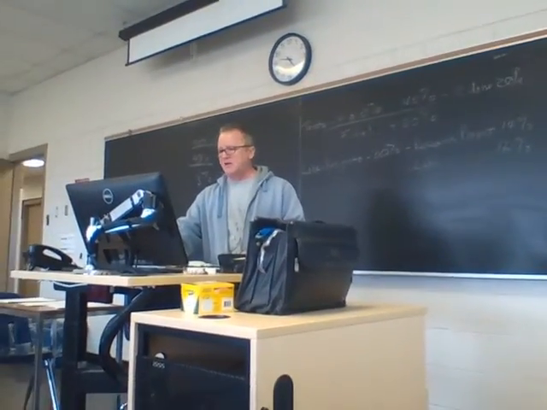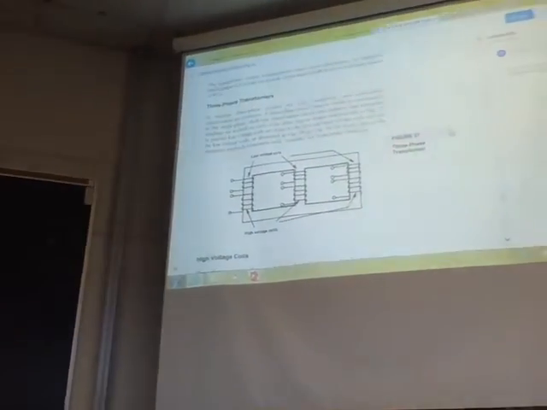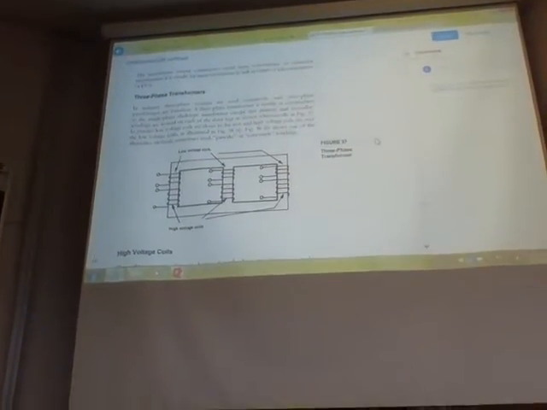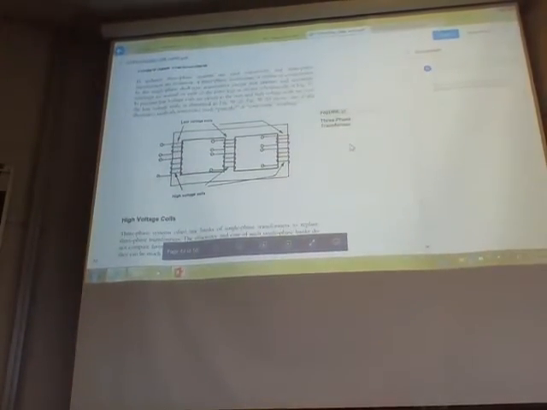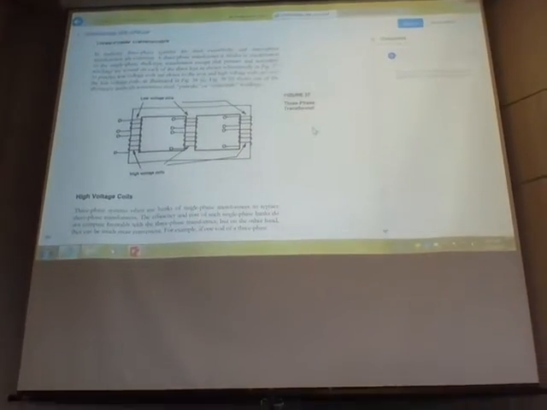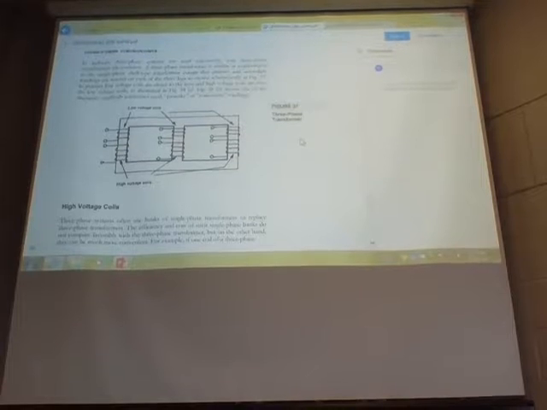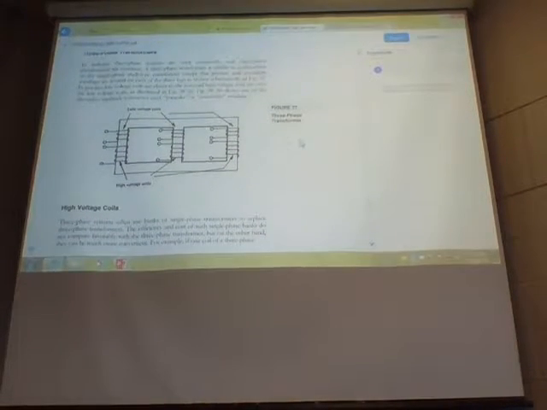Okay, so now Pan Global talks a little bit about three-phase transformers. In industry, three-phase systems are used extensively. Three-phase transformers are common. Three-phase transformer is similar construction to the single-phase shell-type transformer, except that primary and secondary windings are wound on each of the three legs as shown here.